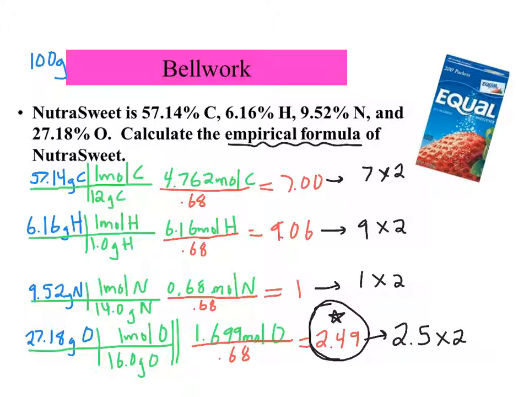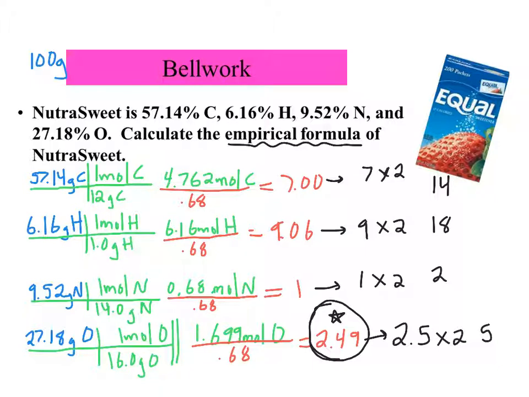So in some cases, I'm going to get an answer that's right in between. In this case, I have to multiply everything by 2 to scale it up. So I'm going to have 14, 9 times 2, I'm going to have 18, and then for the nitrogen, I'm going to have 2 instead of 1, and then now the 2.5 after I multiply by 2 is going to be a nice even whole number of 5.